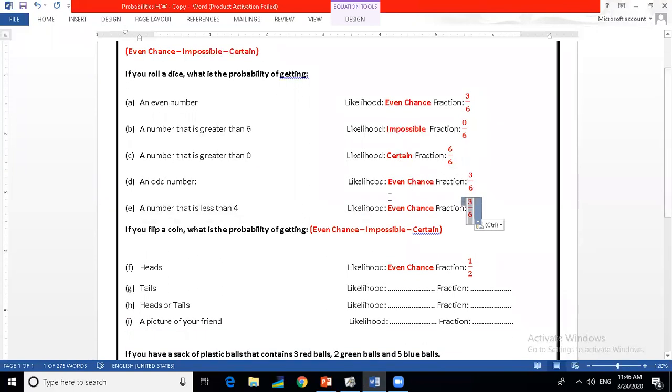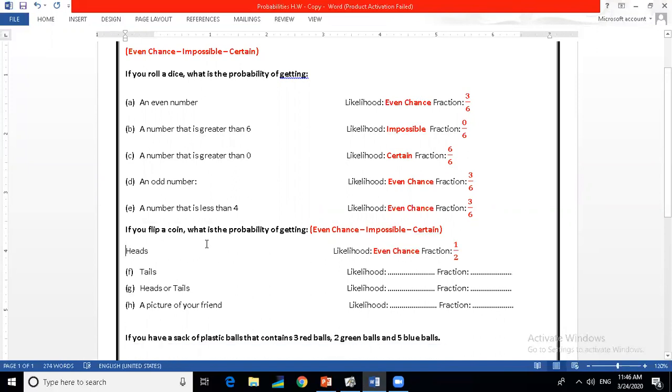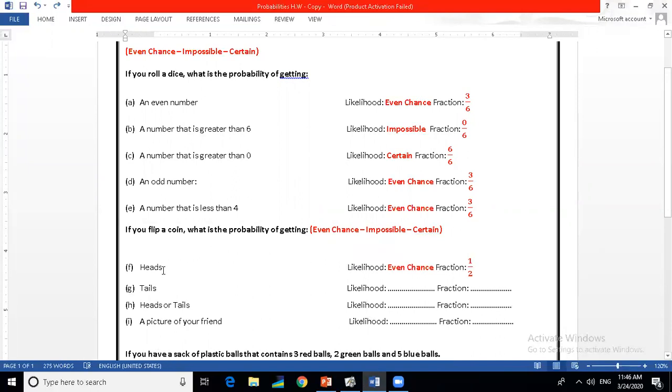So fraction first, then find the likelihood. All right. Now, question F here, it says heads. When you flip a coin, how many options are we going to have? I will have either heads or tails, so all of them are just the two options. How many of the two options is heads? It's only one of the two options. So that's why it is 1 out of 2.